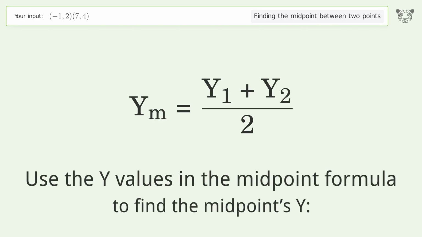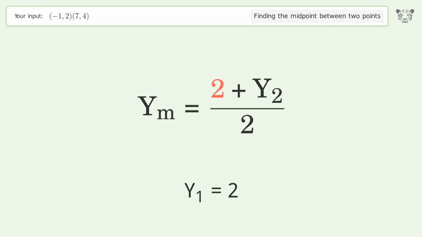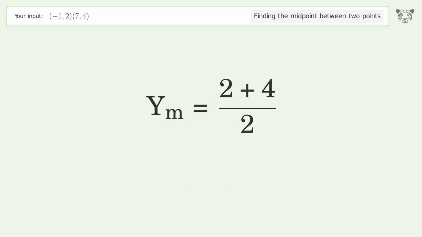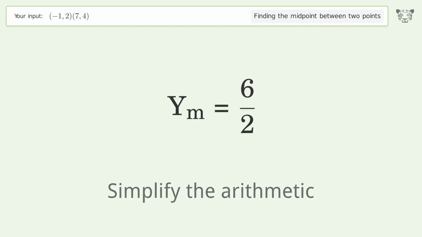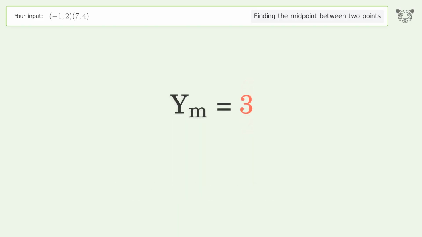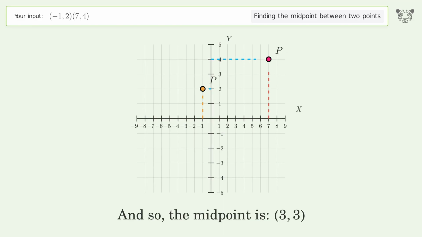Use the y values in the midpoint formula to find the midpoint's y. y1 equals 2. y2 equals 4. Simplify the arithmetic. And so, the midpoint is 3, 3.